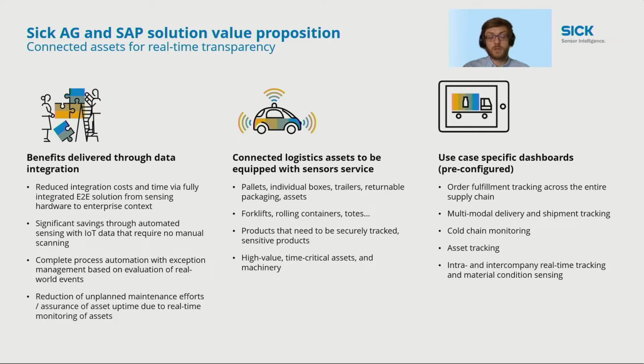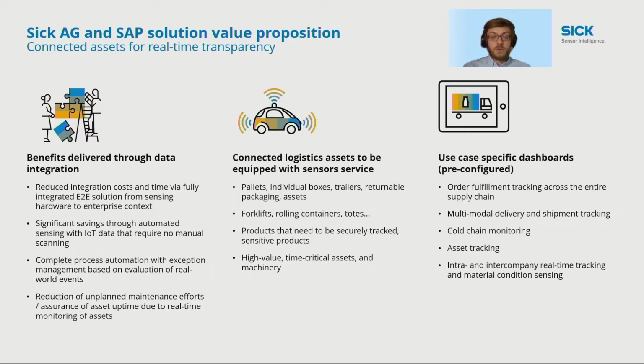Now, considering what kind of objects or logistics assets we can connect with those sensors, we have a very broad variety of options here, like pallets, boxes, trailers, returnable packaging, any assets, also connecting the forklifts, some containers. So everything where you think it is important to securely track those products, because they may be very sensitive or high value, or we have a time-critical asset.